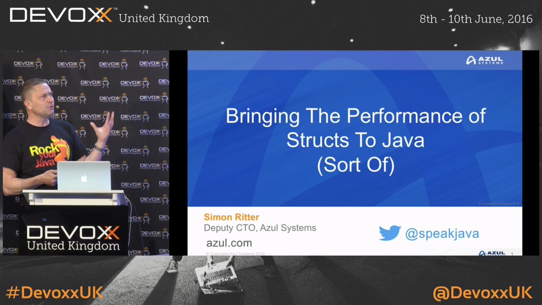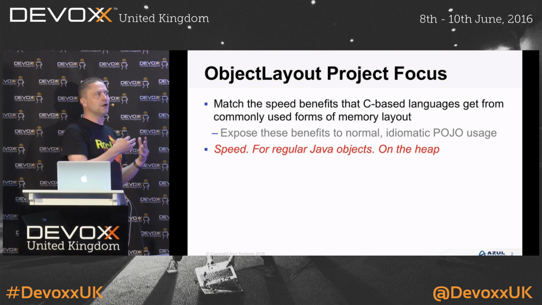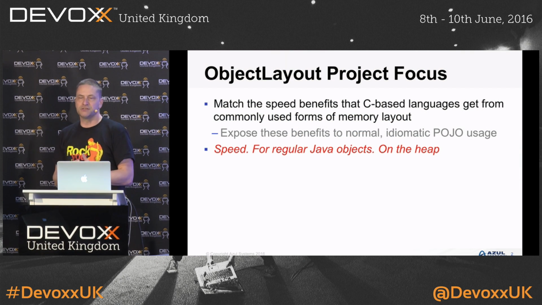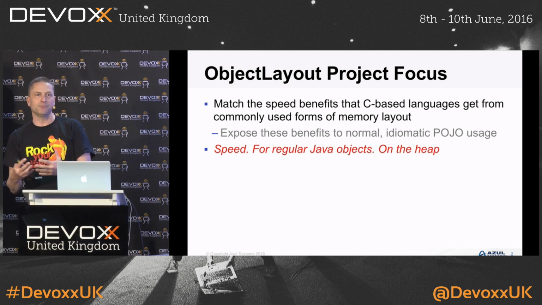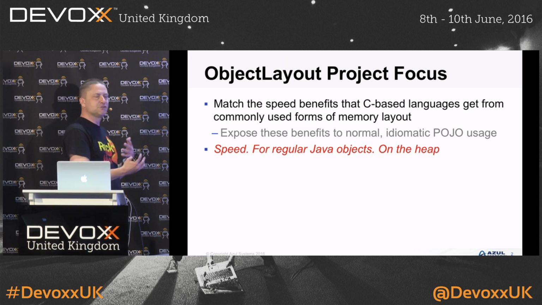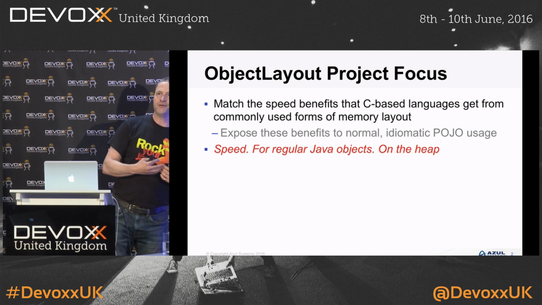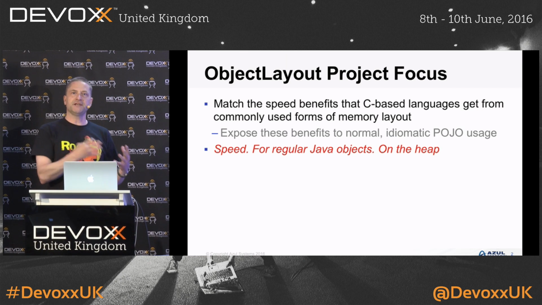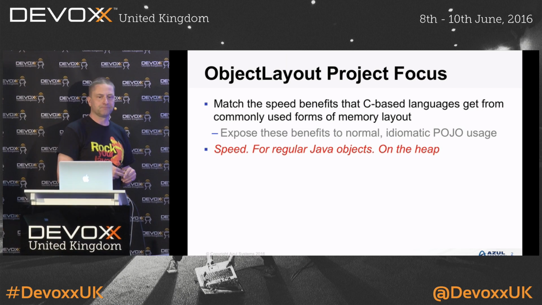So this is something that we've been looking at in terms of basically a thing called ObjectLayout. And the idea behind this is to look at how native applications written in C and C++ have certain things that they use which perform better than Java. And thinking to ourselves, well, how can we take that and replicate that in Java and get the same type of advantages?